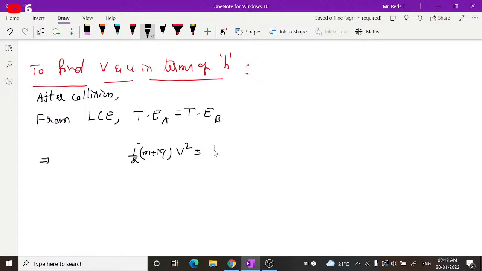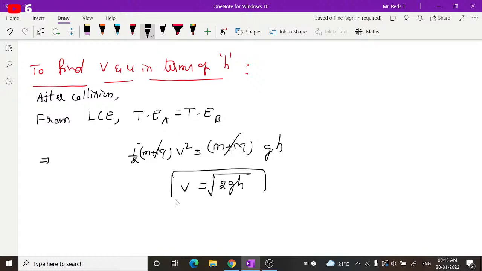My m is nothing but small m plus capital M, into g into h. Now here m plus M gets cancelled, and this 2 if you send here, then you can write v is equal to square root of 2gh, irrespective of its mass. The common velocity in terms of height raised is this.